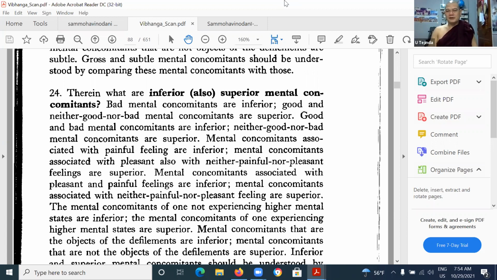But Sayadaw, when we recite, do we need to follow the grammatical rule? For example, if there is a grammatical break, we have to stop somewhere.